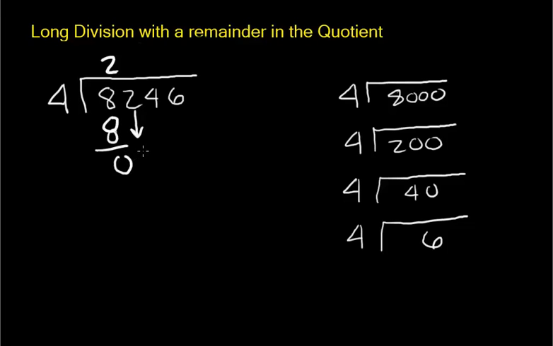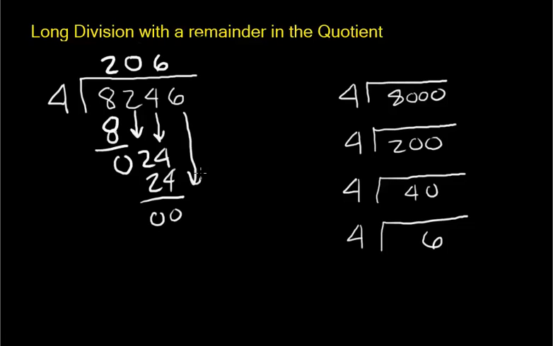Okay, now 4 doesn't go into 2, so we're going to put a 0 up here. And now we're going to bring down the 4. Well, we know from our math facts that 4 does go into 24 evenly. 4 goes into 24 six times, so it's 6. So 6 times 4 is 24. We subtract that out. Well, we get a remainder of 0 here.